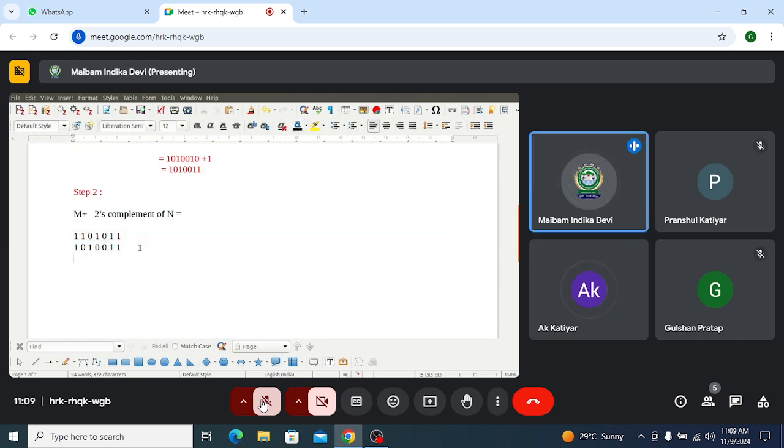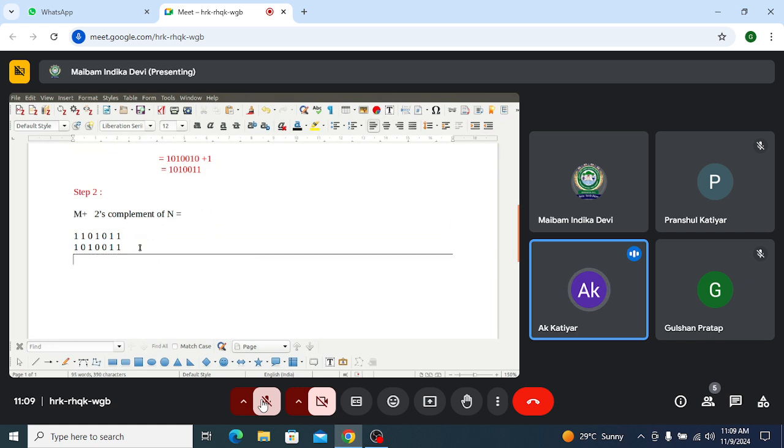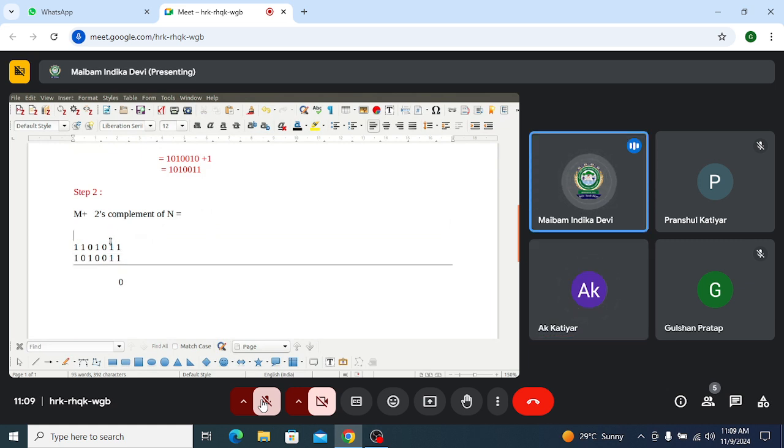Tell me how much you get. 1 plus 1, how much do you get for these two values? 1 plus 1 is 0, with a carry of 1. Then 0 plus 1 is 1. 1 plus 1 is 0, again 0 plus 1 is 1, with a carry of 1.